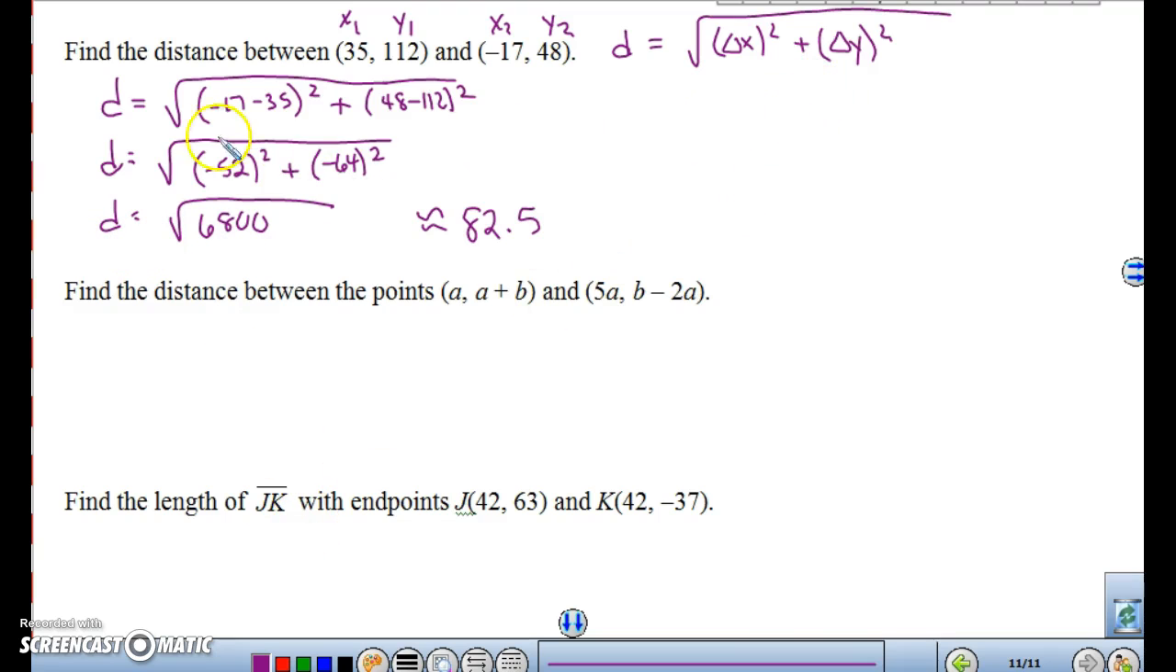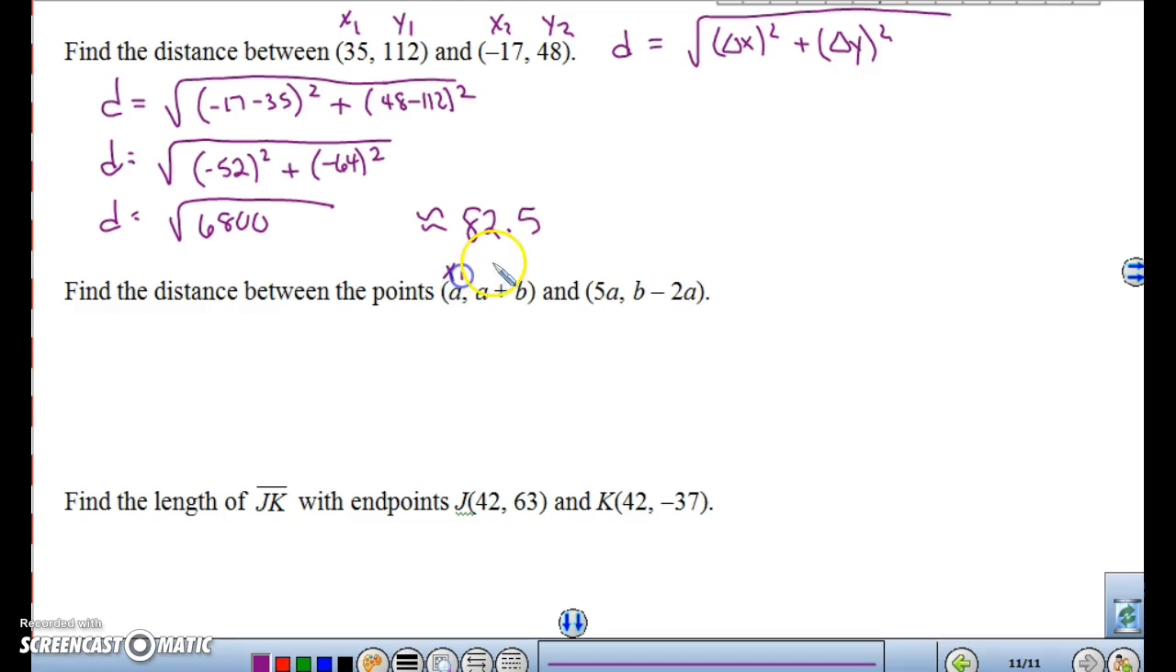So you can see all I did was find the difference between the x's squared plus the difference between the y's squared and took the square root of both sides. And that works out quite nicely. Distance is distance. It doesn't matter if you have points that are actual numbers or points that are variables. If we wanted to find the distance between the points a plus b, and 5a, b minus 2a, the process is still the same. We still use this formula.